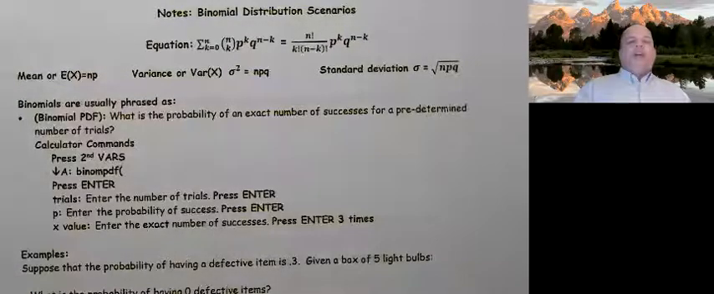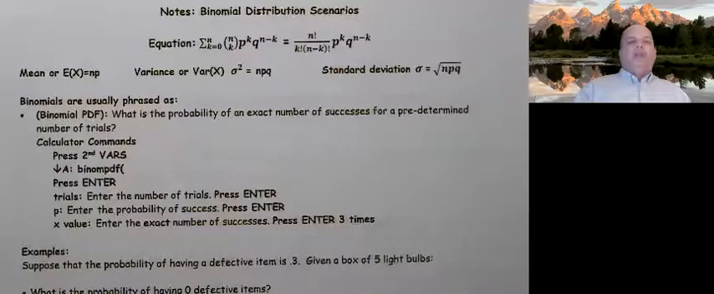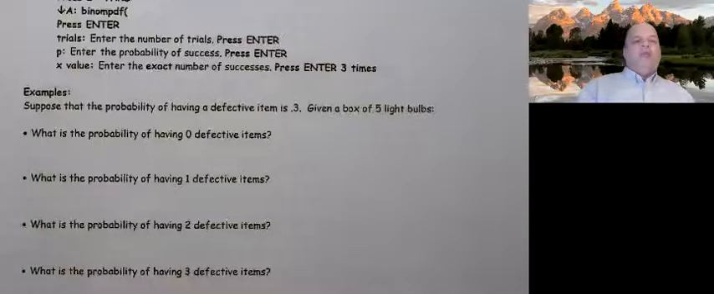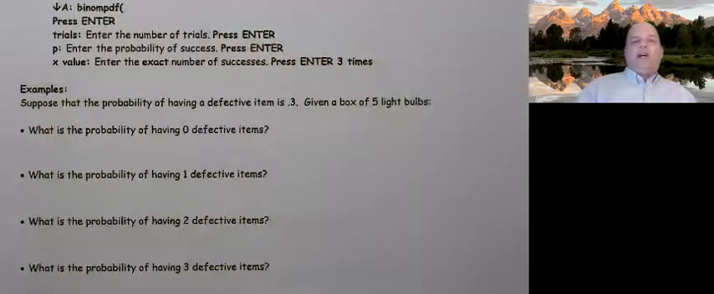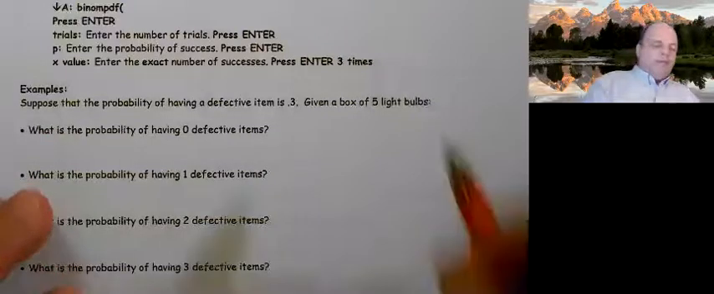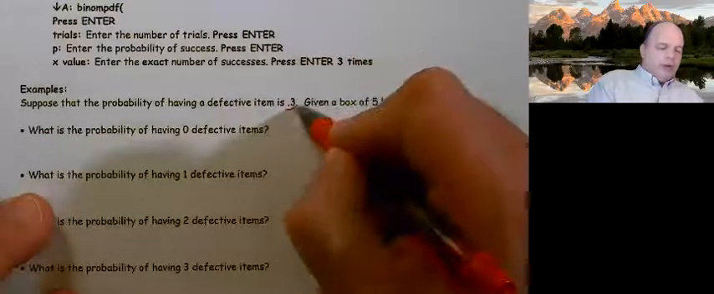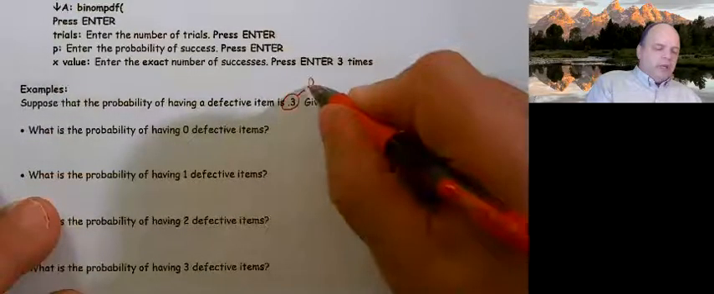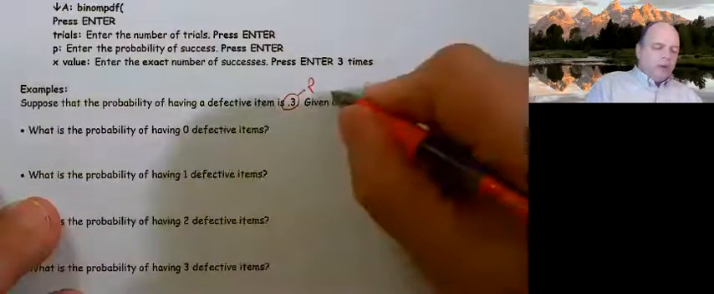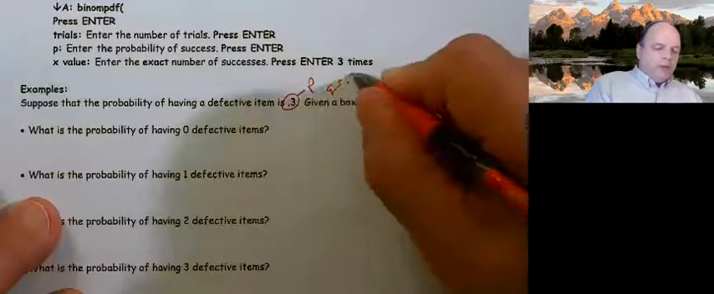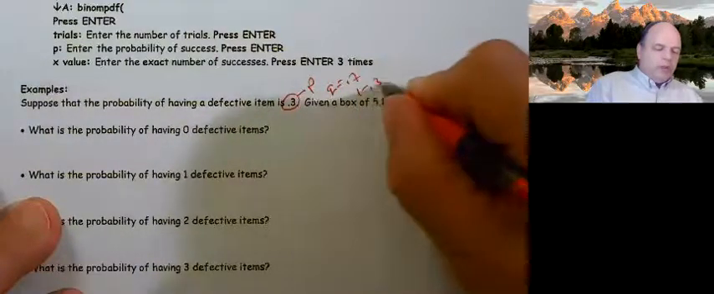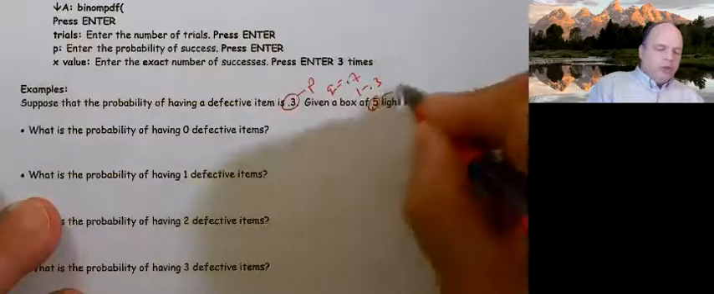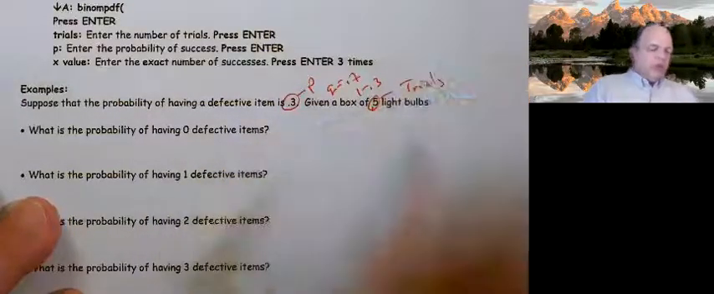Okay, so we're on page 90 of the note spiral, which is the binomial distribution scenarios. All right, suppose that the probability of having a defective item is 0.3 given a box of 5 light bulbs. So this right here, they're telling us our probability of success, P, is 0.3. So our probability of failure is going to be 0.7, which is just 1 minus 0.3. We have 5 light bulbs. So this is going to be my number of trials.